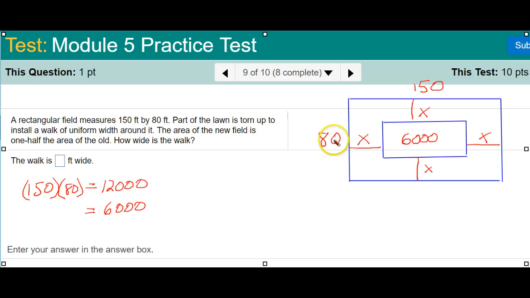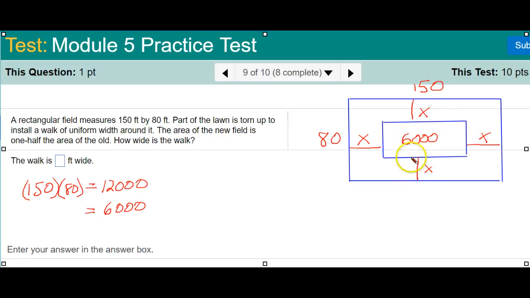Well, it would be 80 times 150. 80 times 150 is 12,000. Now what's half of 12,000? 6,000. So our new area inside is 6,000. We don't know how much of this we've cleared around it, but the dimensions of it is the same.